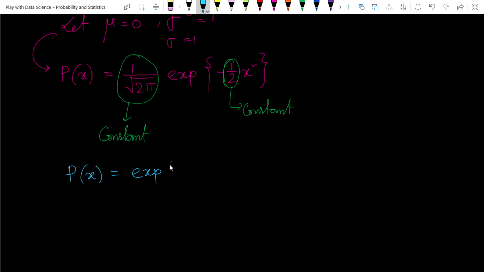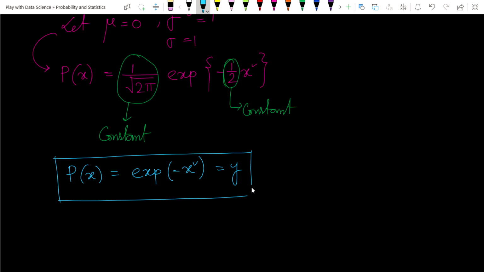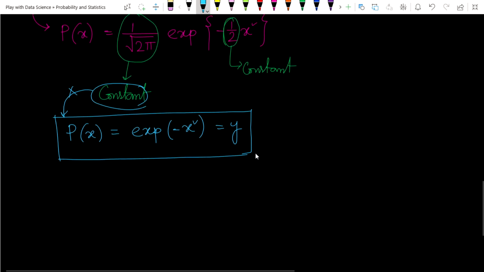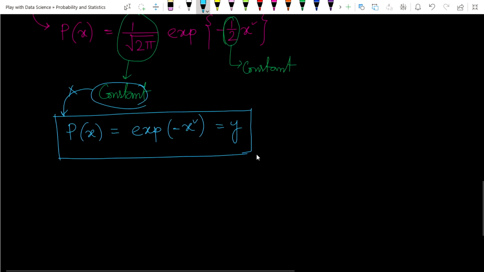Exponential of minus x square. Now let's take this as our y. If we omit the constant term in this equation, then our equation is converted like that. Okay, so now let's first see the observations.